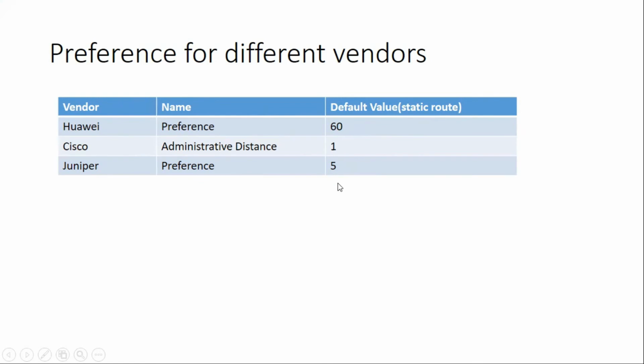For all these vendors, the principle is the same. The lower the preference or the lower the administrative distance, the more preferred the route is. That doesn't change, but it's good you know the default values so that in your mixed environment, you can set up one value for all of them so that you do not have suboptimal routing.